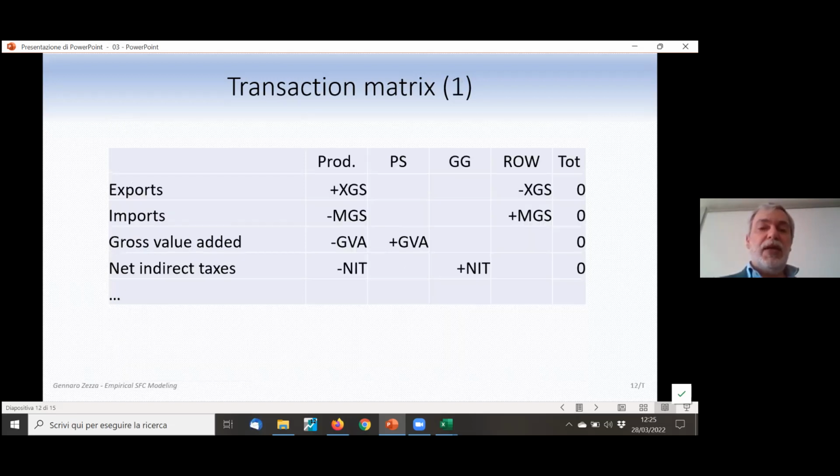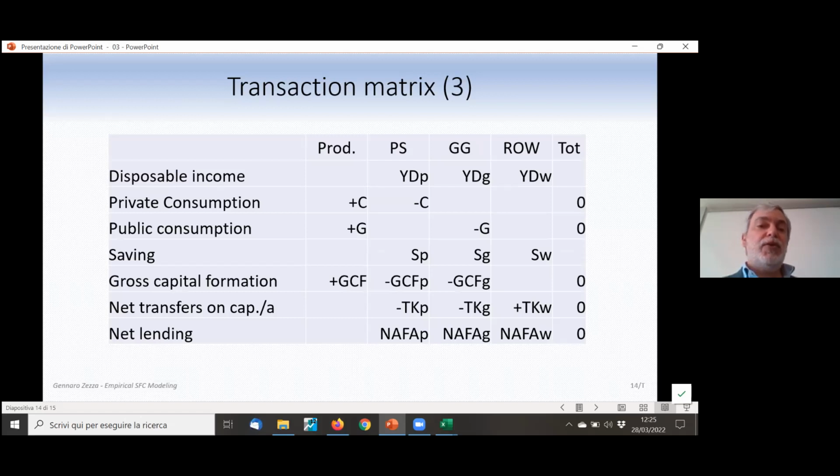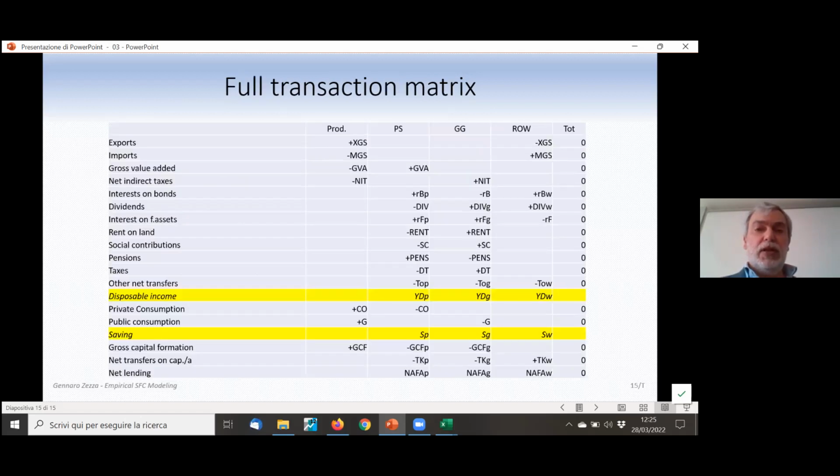So summing up the data in these columns, we can measure the disposable income of our three sectors. We can subtract the expenditure and get to saving, and we can finally subtract investment and get to the net lending of each sector. In the model, I've decided to avoid a separate treatment of net transfers on capital account, but otherwise, this is the transaction matrix which will form the basis of our model.